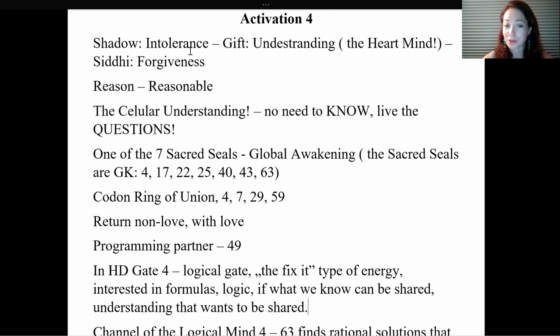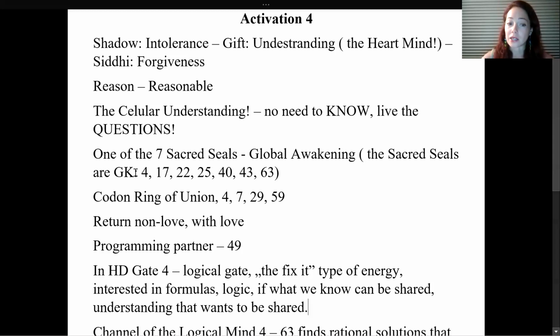Which are the 7 sacred seals? You can look if you have them in your chart, and in case you do, let me know about it. I'm preparing something interesting for people having sacred seals. So you can mail me or message me and say, hey, I found the seal in my chart. What's it all about? I'll keep in touch with you on that.